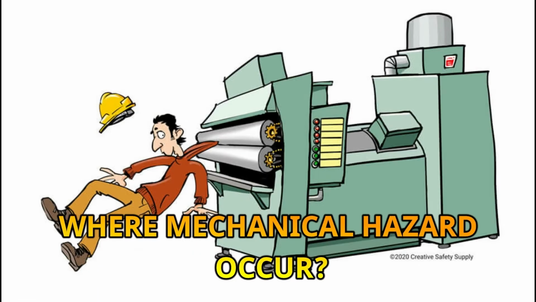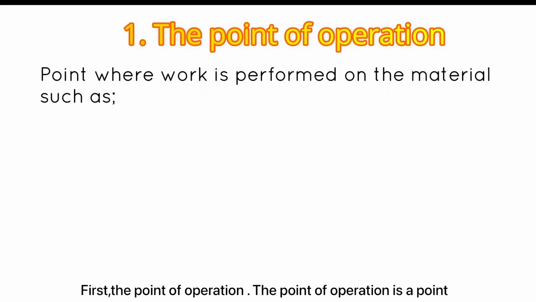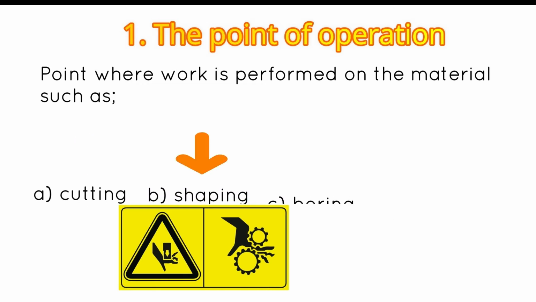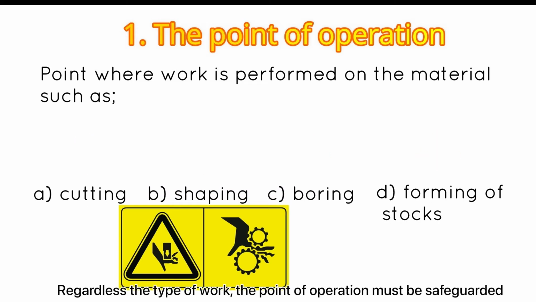Where does mechanical hazard occur? First, the point of operation. The point of operation is a point where work is performed on the materials, such as cutting, shaping, boring, or forming of stocks. Regardless of the type of work, the point of operation must be safeguarded.